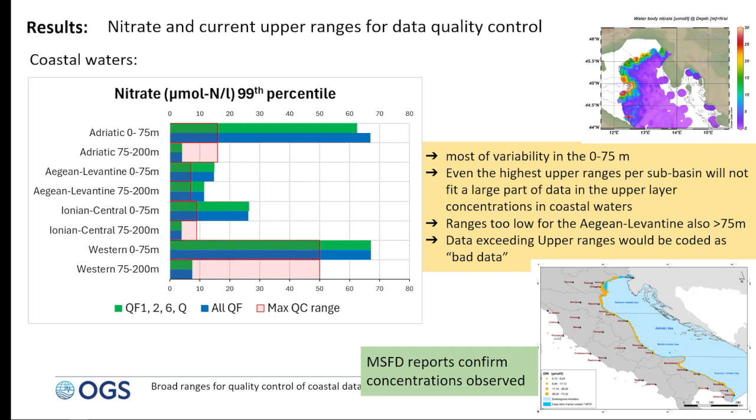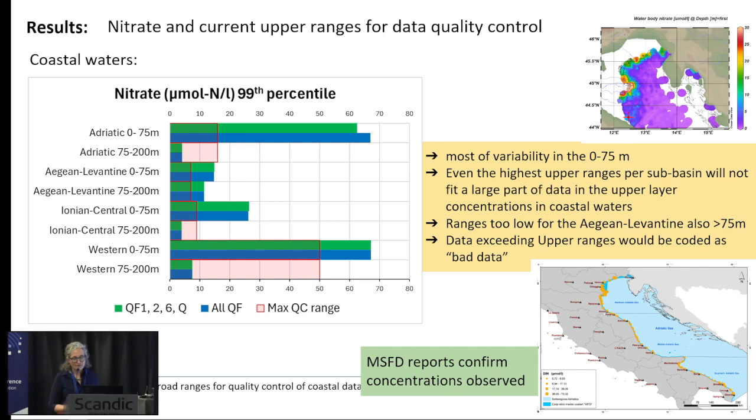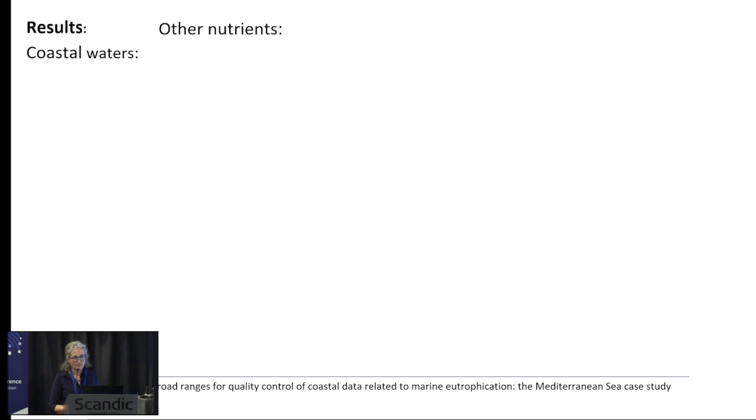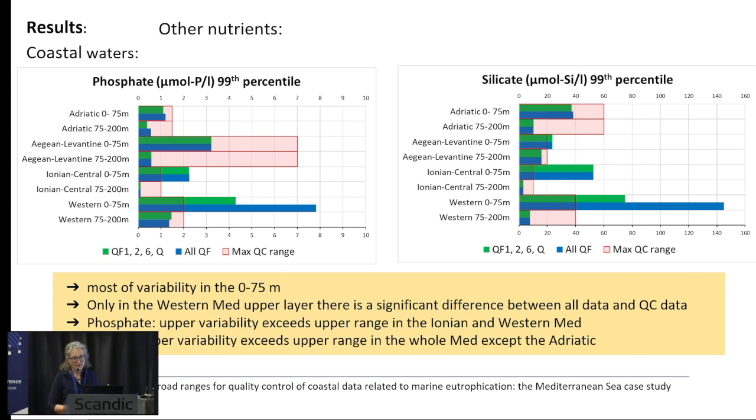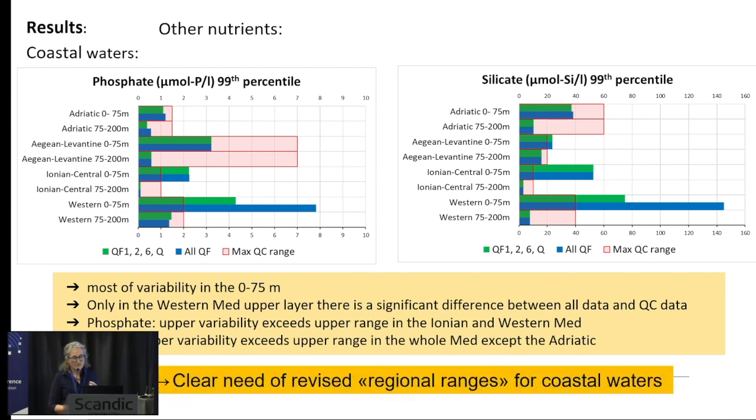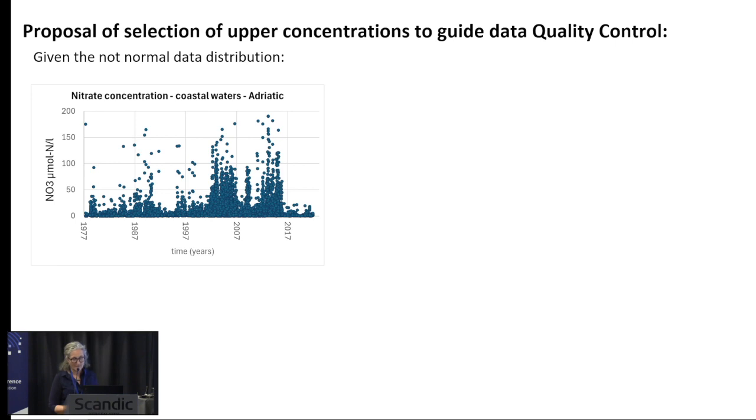We looked in the literature, and we used the MSFD reports provided by the member states to compare, to see if the data we find are really bad, really out of range, or really environmental signals. And the MSFD reports confirm that these high concentrations are typical of really coastal waters. So then we did this analysis also for other nutrients, and the results are similar. So there is really a clear need of revised regional ranges for coastal waters. And we did this for the Mediterranean now as an example.